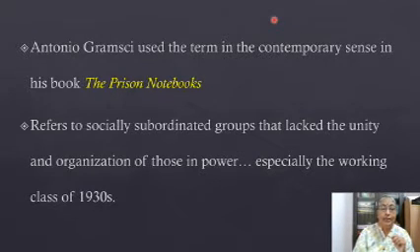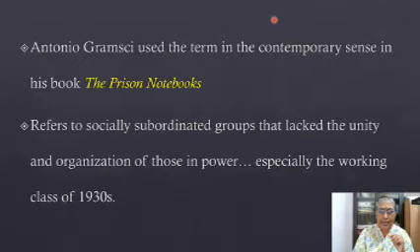The term is actually used to denote a ranking officer under the captain in the British Army. So his position is not that of a captain, but less than a captain, a kind of a second lieutenant. So this is the word from where it comes, subaltern. But Antonio Gramsci used the term in the contemporary sense in his book, The Prison Notebooks.